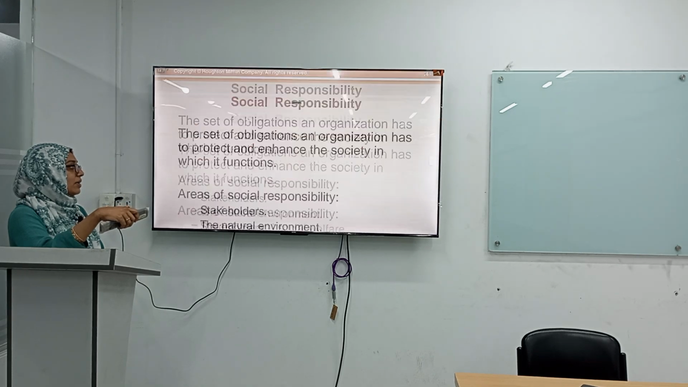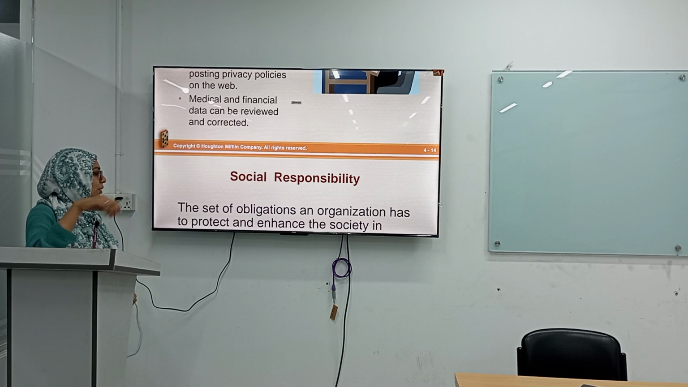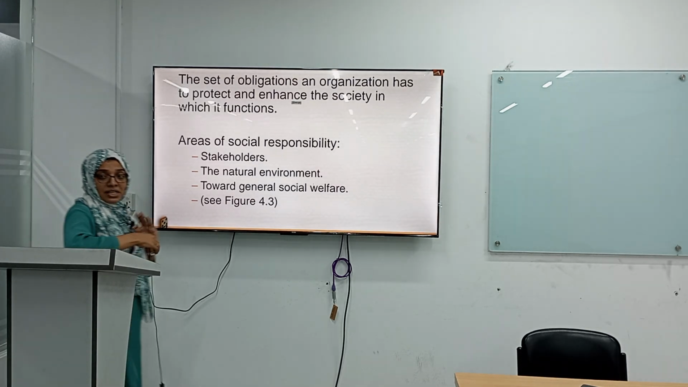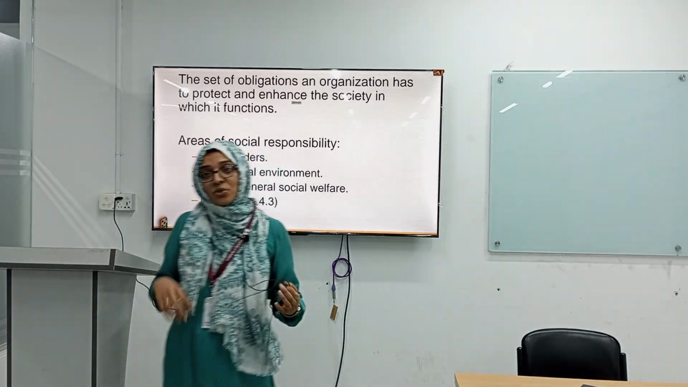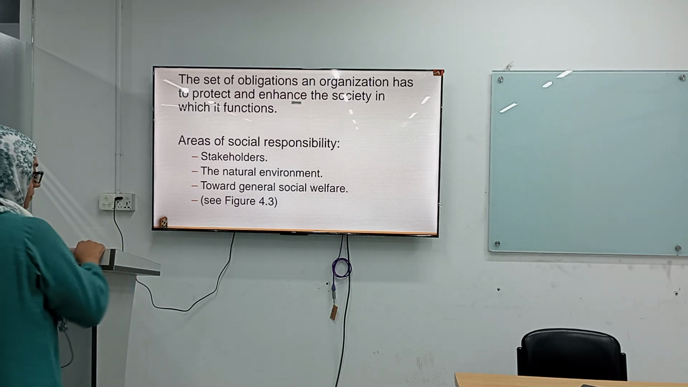Now come to social responsibility. It is the set of obligations an organization has to protect and enhance the society in which it functions. The organization is functioning within the society, so it has some obligations and duties towards the society. You cannot ignore that. Areas of social responsibility: towards the natural environment, you cannot pollute the environment, you should protect the environment. Towards general social welfare, you should work on education. You should work on the welfare of the society. What are they?